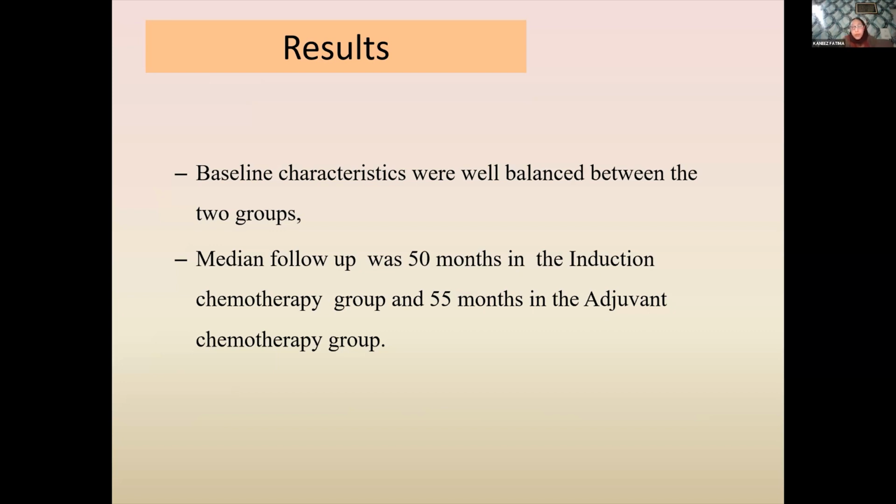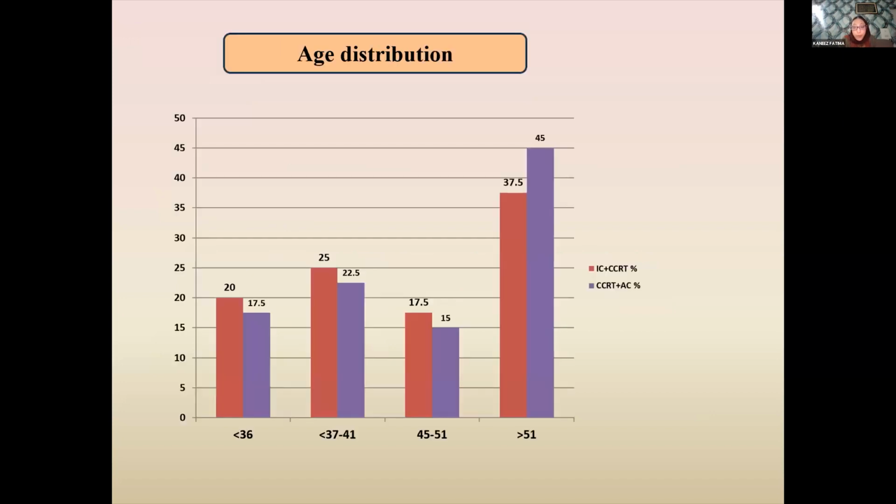Coming to the demographic profile, in the induction chemotherapy group, 37.5% of the patients were aged more than 51 years. 25% of the patients were in the age group of 37 to 41, and 20% of the patients were in the age group of less than 36. Whereas in the adjuvant group also, 45% of the patients were more than 51 years, followed by 22.5% of the patients in the age group of 37 to 41, and 17.5% in the age group of less than 36.